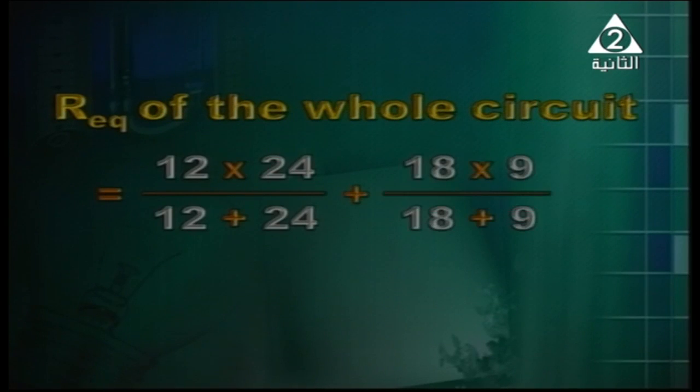R equivalent of the whole circuit: 12 and 24 connected in a parallel combination, product over the sum, plus the 18 and 9 parallel combination, plus the internal resistances. So R total of the whole circuit, it is 18 ohm.